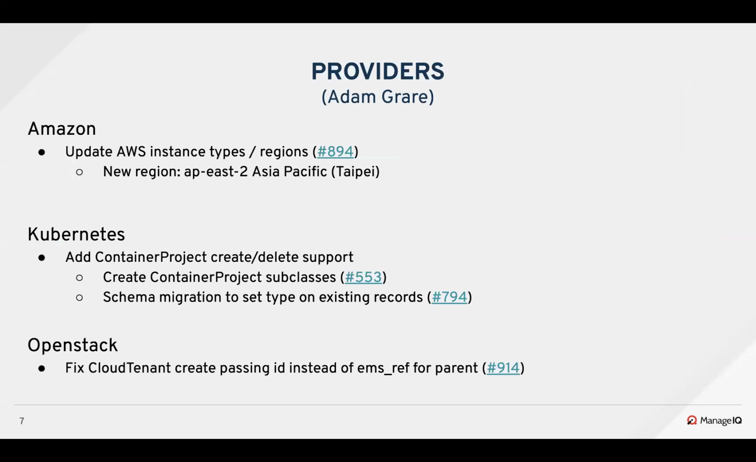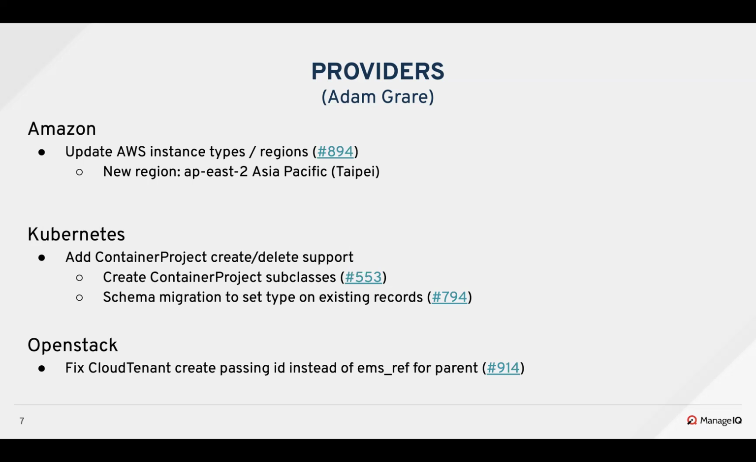Over to the providers for Adam. Thanks, Jason. So for Amazon this sprint, the bot updated the list of instance types, and in this case, we also got a new region, which is the Asia Pacific Taipei region. So if you're interested in using that, it'll be available shortly.